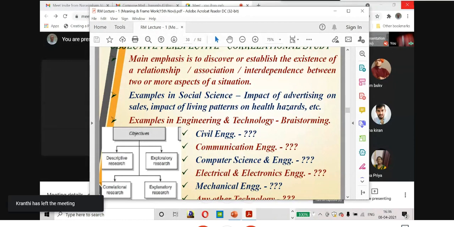Now, what are the examples in engineering? Can you tell me? Now, as a civil engineer, can you tell me a problem where we can have a correlational research? Number 5, hydraulics. See, think of a problem which can be stated as a correlative problem or correlational research.